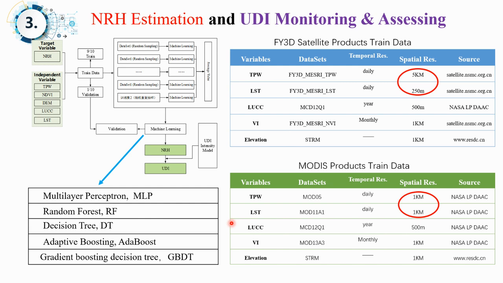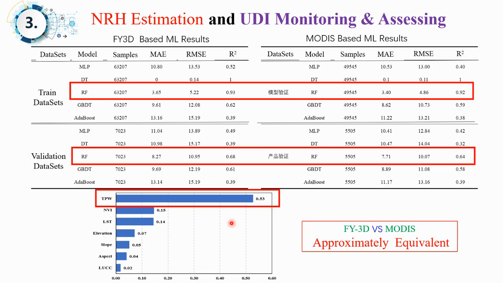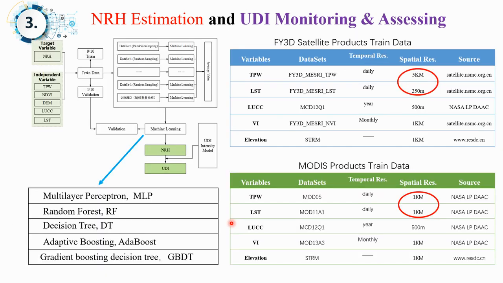In the third part, we want to see the situation in the near-surface air. First, we built a model to estimate the near-surface RH by machine learning. Here, five algorithms were employed to get the best one, like multi-layer perceptron, random forest, decision trees, adaptive boosting, and gradient boosting.